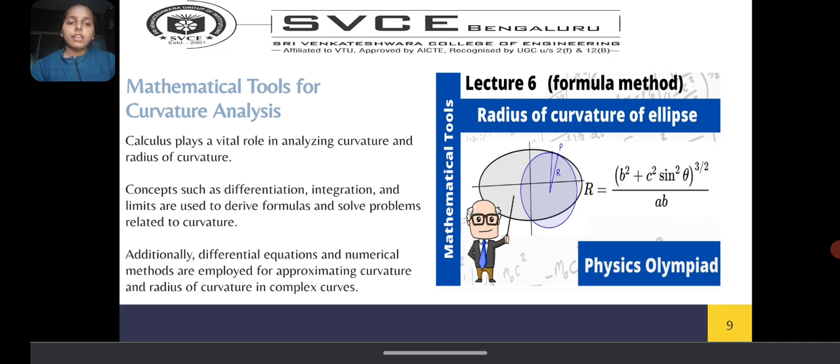Concepts such as differentiation, integration, and limits are used to derive formulas and to solve problems related to curvature. Additionally, differential equations and numerical methods are employed for approximating curvature and radius of curvature in complex curves.